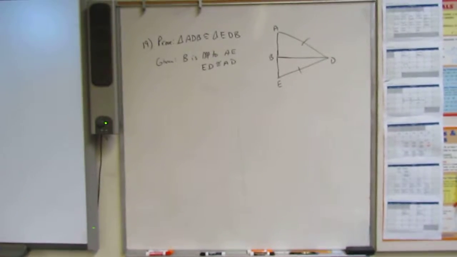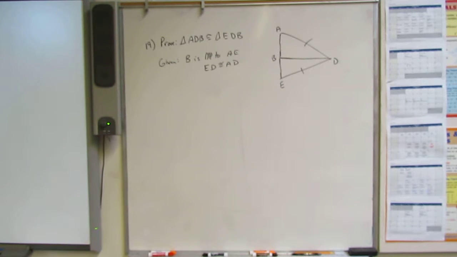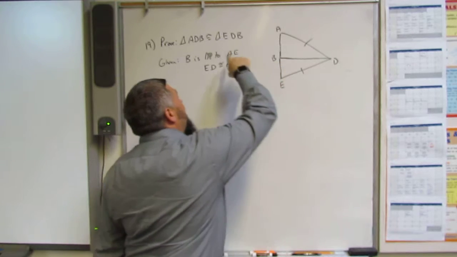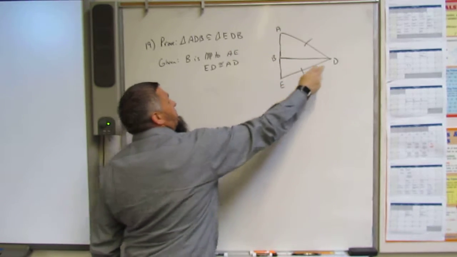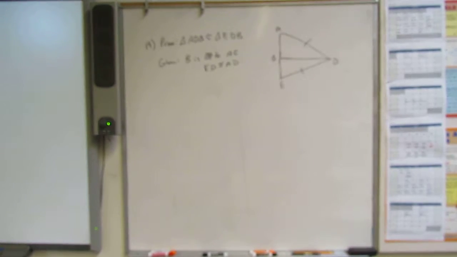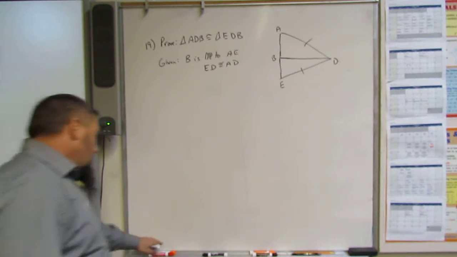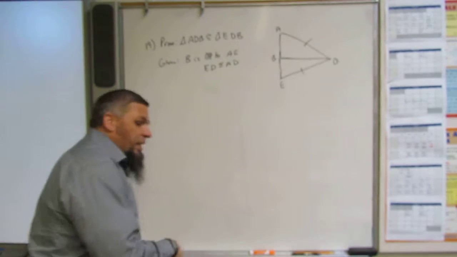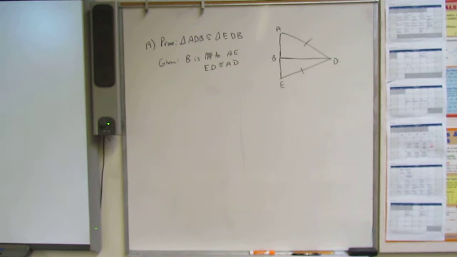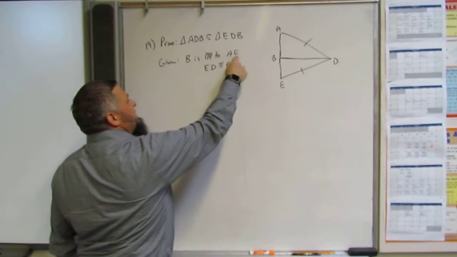All right, problem 19. We've got to do a proof. So we're trying to prove that triangle ABD or ADB is congruent to triangle EDB. Okay? And they've given us a few things. They've told us that B is the midpoint to AE.